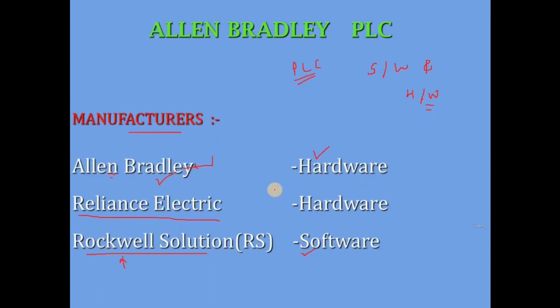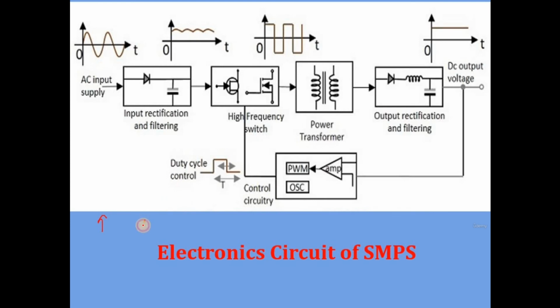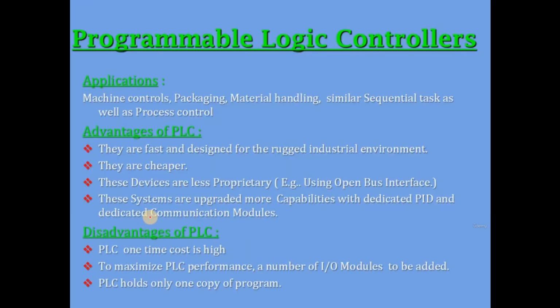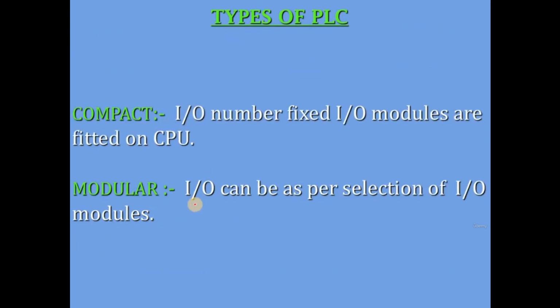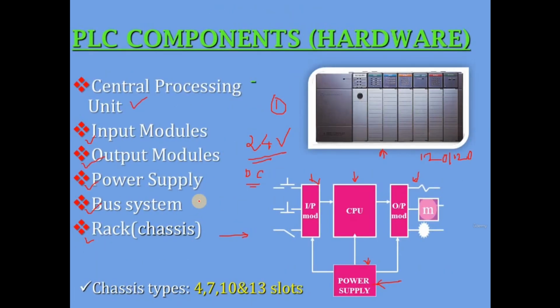Here you can see I have added the concept of SMPS, for the same reason. For example, if you have a provision of AC power supply and you want to fulfill the requirement of 24 volt DC power supply for your PLC, in that case you can simply go with the SMPS. SMPS means what? Switch mode power supply. It will convert the 230 volt AC power supply to the desired power supply, the 24 volt DC power supply.